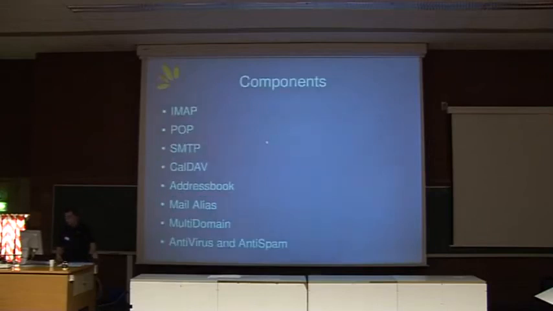The components that make up Bongo services are IMAP, POP, SMTP, CalDAV. There's an address book. We also have email aliases, multi-domain support, and antivirus and anti-spam. We offer SSL and TLS encryption for IMAP and SMTP. Antivirus and anti-spam, we don't have our own, we utilise the likes of Spam Assassin and Clam AV. We are looking at supporting the likes of Mail Scanner as well in the near future.